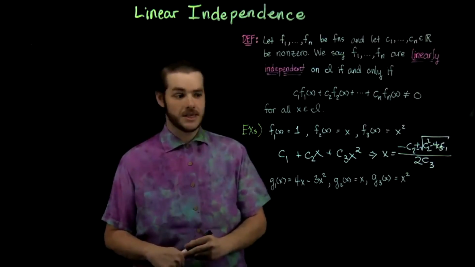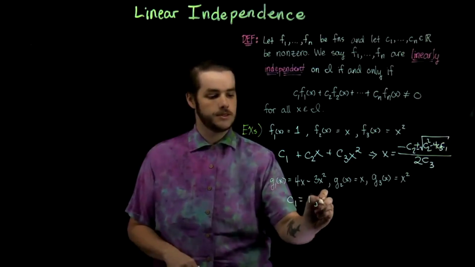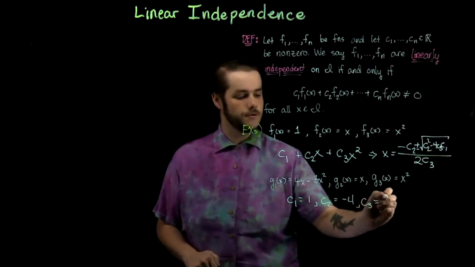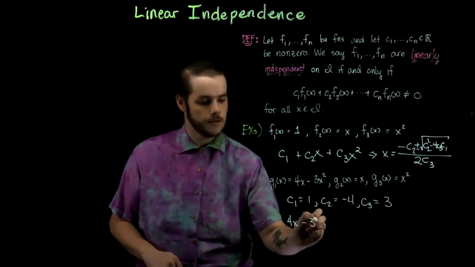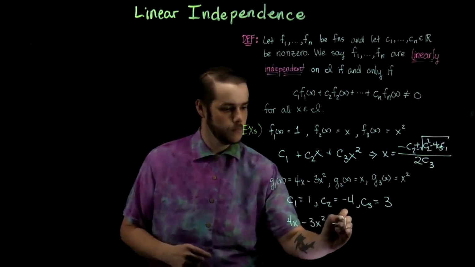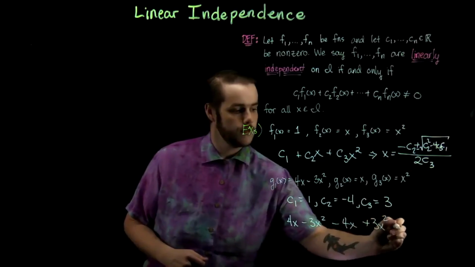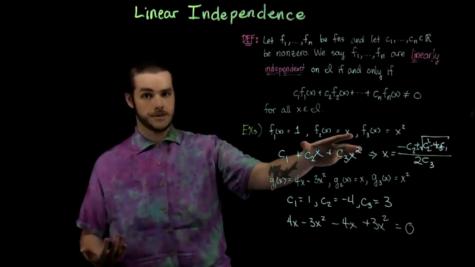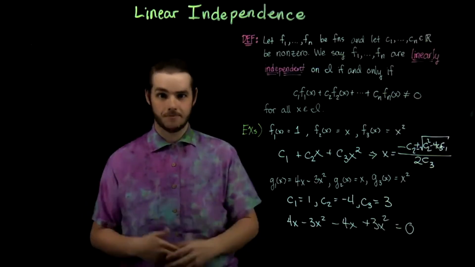The magic numbers are to take c1 to be 1, c2 to be negative 4, and c3 to be 3. And then you'll notice c1 times g1 plus c2 times g2 plus c3 times g3 is 0. And it turns out that this set of functions is linearly dependent regardless of my interval.